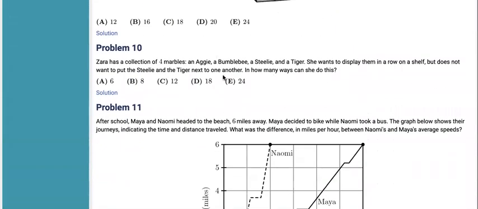Zara has a collection of 4 marbles: Aggie, B, S, T. She wants to display them in a row on a shelf, but does not want to put Steely and Tiger next to each other. Why not?